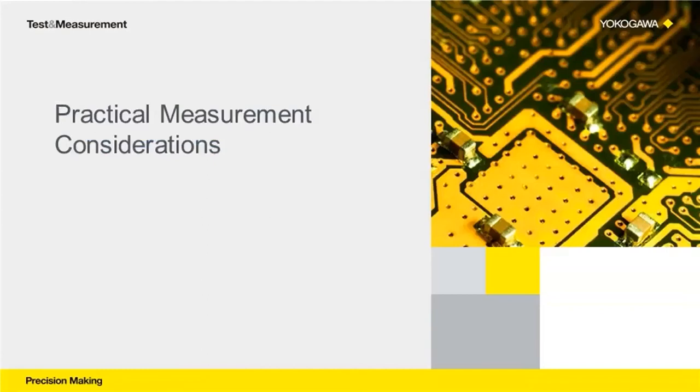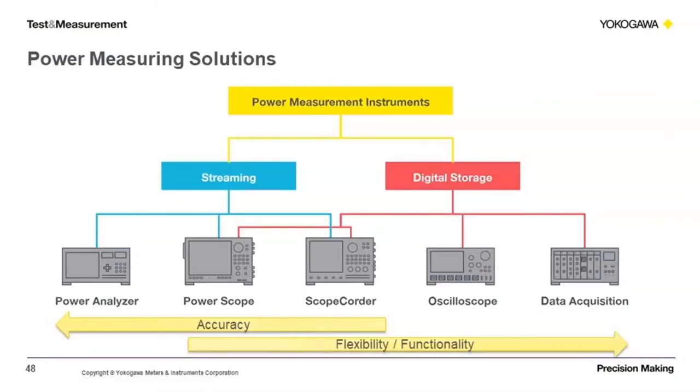Let's look at the instruments that can perform these harmonic measurements, and let's talk about some of the trade-offs. There are many instruments on the market that can perform harmonics or FFTs, and each has its own advantage. We categorize these instruments as streaming or digital storage. It's an important distinction because each of these instruments calculates power, and therefore harmonics, differently. In general terms, the streaming instruments perform more accurately over time, whereas the digital side is more flexible and has more functionality as far as added triggers and looking at waveforms. A power analyzer is the best device for accuracy, whereas an oscilloscope will lack accuracy but is the most flexible.